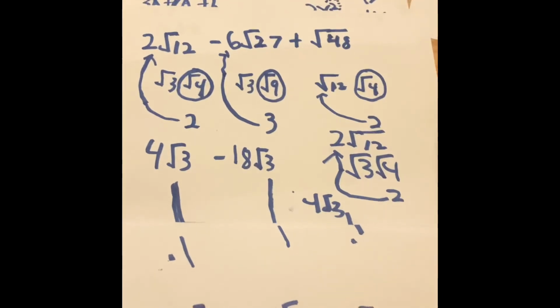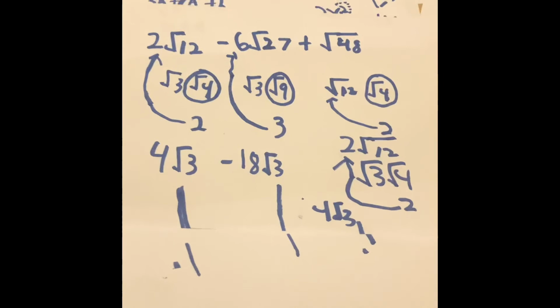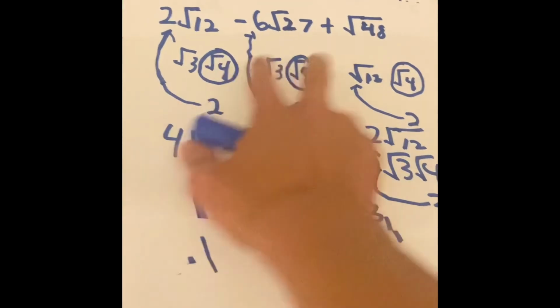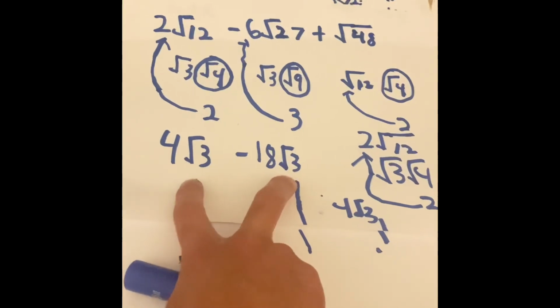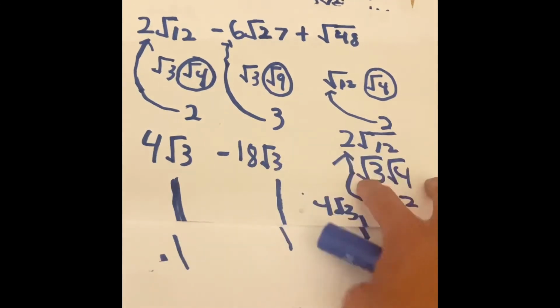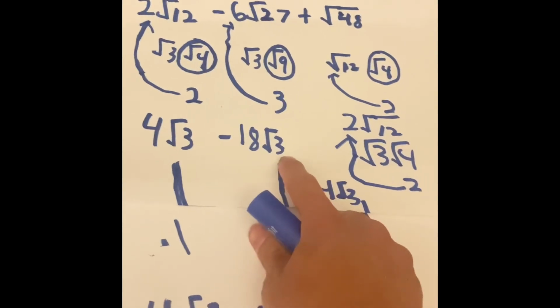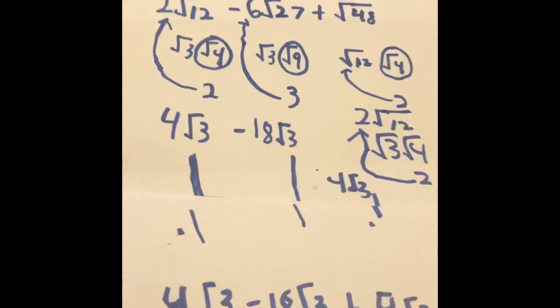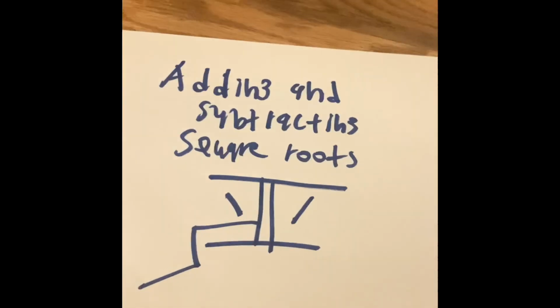So when we try and solve these large problems, it's a good idea to try and pull out numbers to get to a more simplified answer and try and combine them by having different or the same multipliers and the same square roots. And that is how we can add and subtract the different square roots.